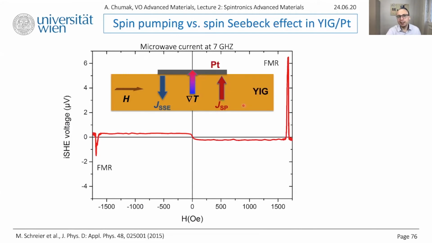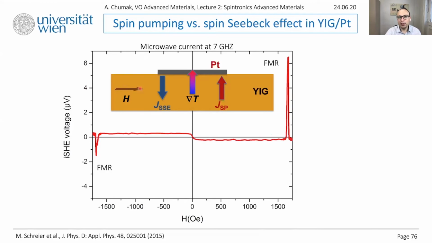But of course, in the case of spin pumping, you induce spin polarized current from YIG into platinum. So YIG is the source of current. And in this case, since platinum is hot, you induce spin polarized current from platinum into YIG. So these two spin polarized currents, for spin pumping and spin Seebeck effect, have opposite signs. And that's exactly what you see in this picture. Here, at this polarity, you have a small signal, but it has negative polarity, and the spin pumping signal has opposite polarity, so it's positive.